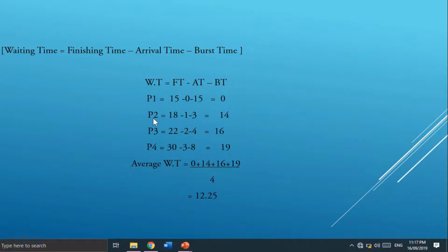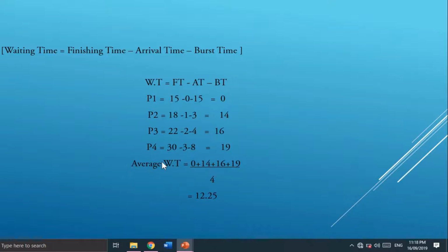Followed by process 2 or P2, which has finishing time at 18, arrival time at 1, burst time at 3: 18 minus 1 minus 3 is equal to 14. P3 with a finishing time of 22, arrival time of 2, and burst time of 4: 22 minus 2 minus 4 is equal to 16. And for P4, with a finishing time of 30, arrival time 3, and burst time 8: 30 minus 3 minus 8 is equal to 19.